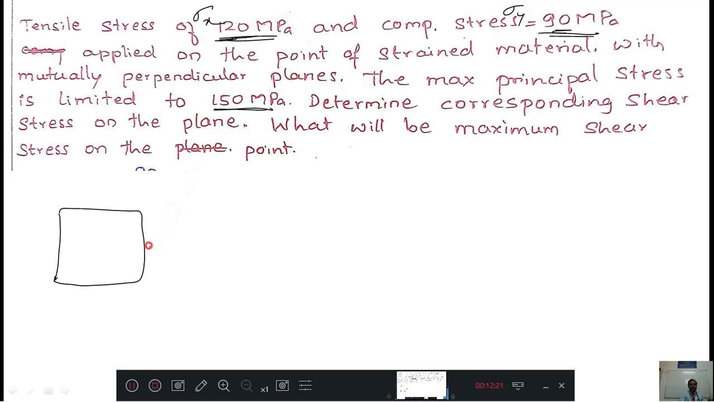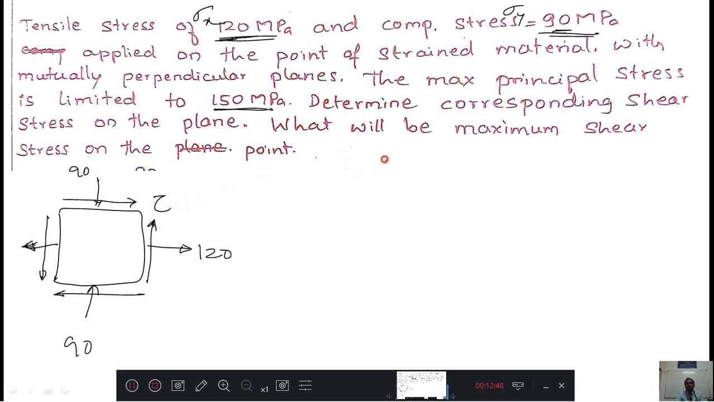Then sigma x is tensile, therefore positive, this is your 120, and this side is a compression, this is a 90. Then shear, is there any shear given? No, it's not given, but I have to consider it. Not given, but that is unknown.